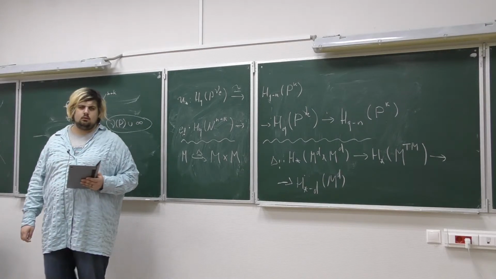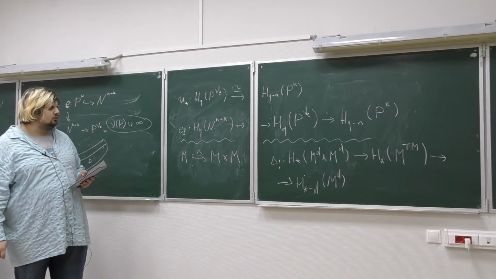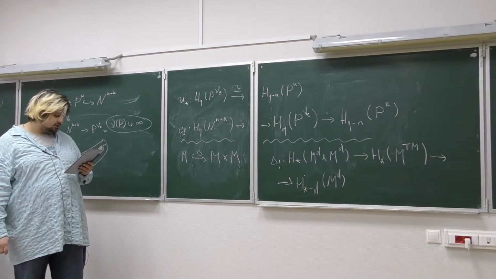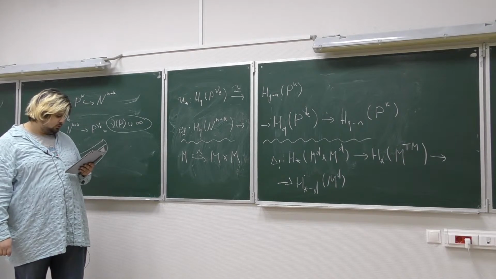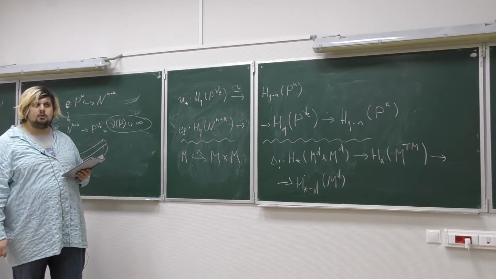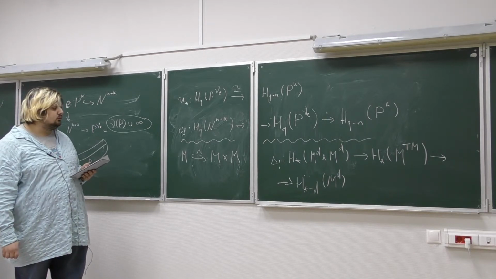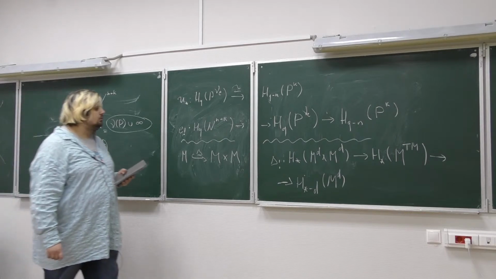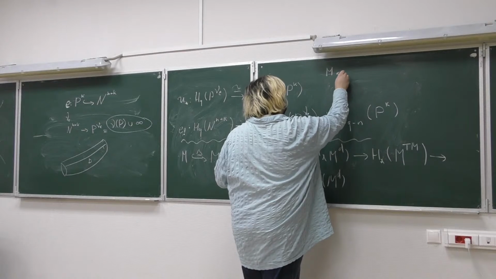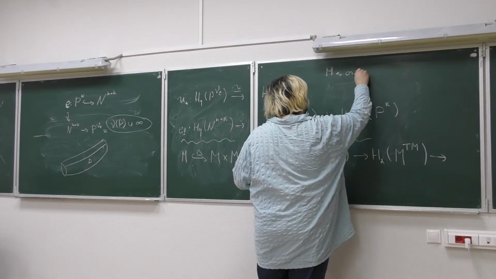Yeah, I think so, yes. Was there an orientation somewhere? Probably. Otherwise, we don't have any isomorphism at all. Here M is orientable.